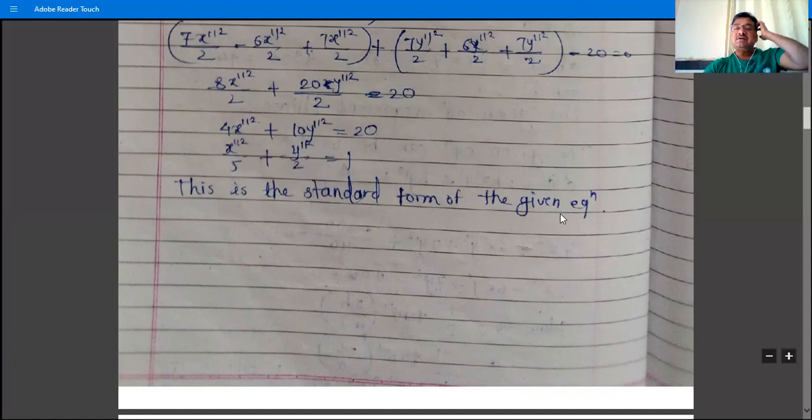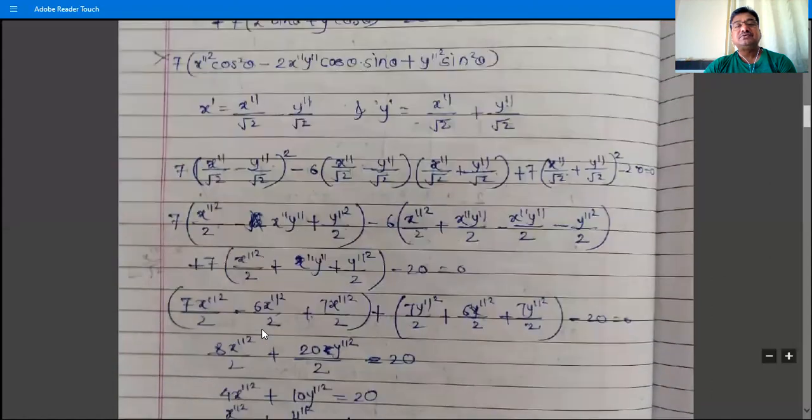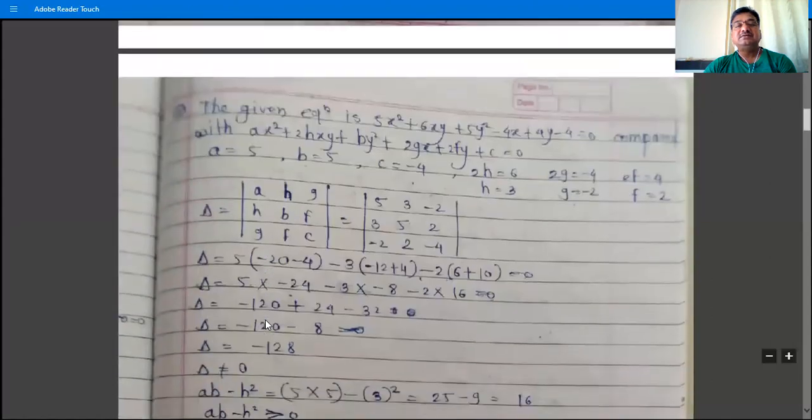And this is the standard form of the given conic, that is an ellipse. What is the standard form of an ellipse? x square by a square plus y square by b square is equal to 1. So this is the standard form of the ellipse. We'll see the same type of example in the next lecture, that is, reduce the given equation to standard form.